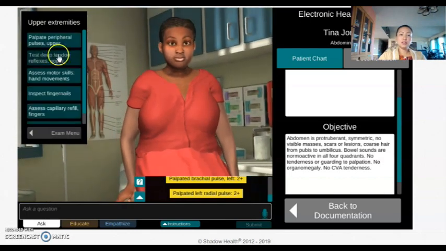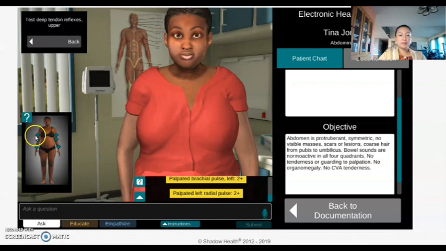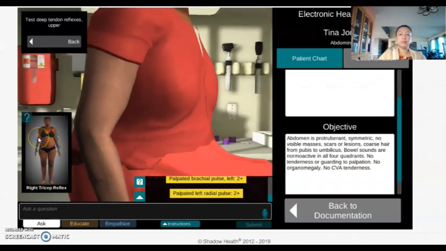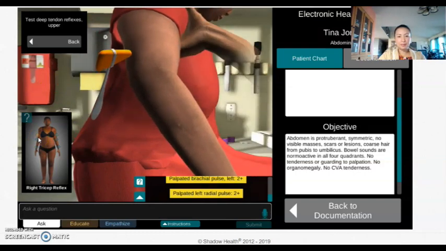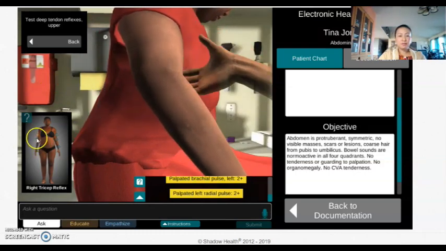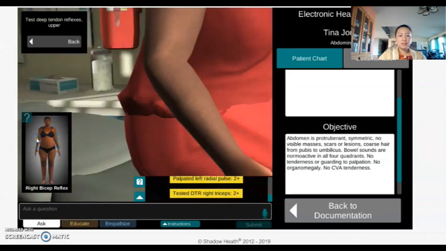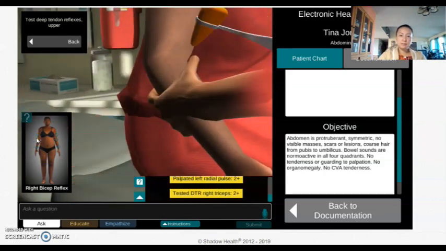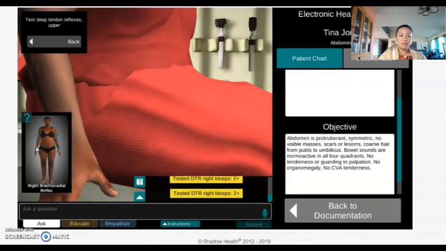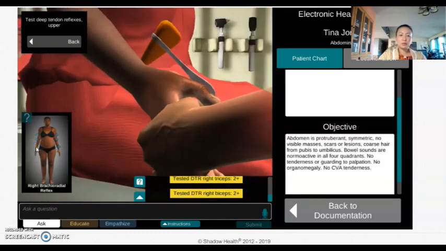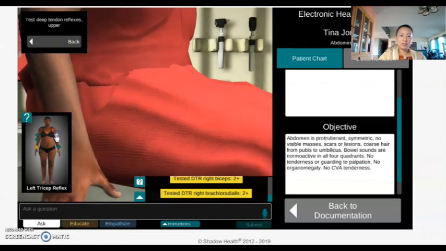I'm going to check the tendon reflex, starting at the tricep. There you go. Very good. I can see it. Now going down to the bicep. Okay, patient is reactive, normal. Going down to brachioradial reflex. Very good. Good job, Tina.